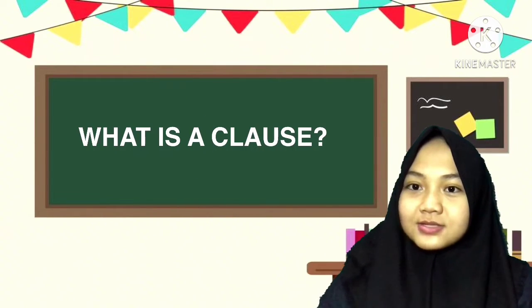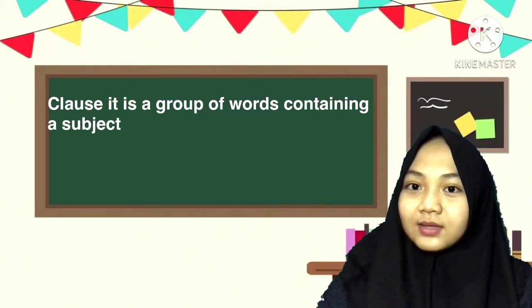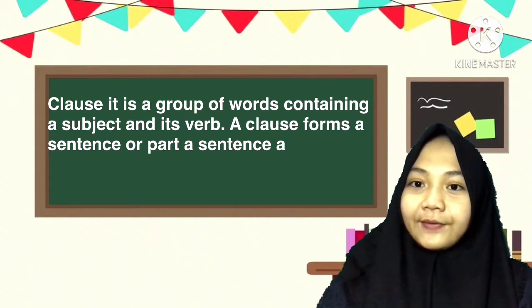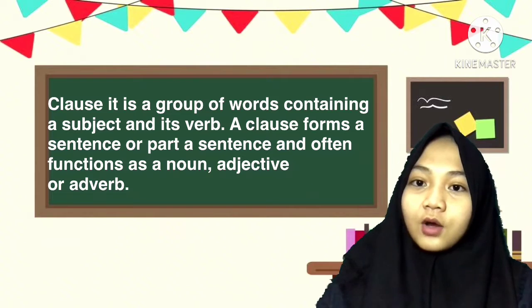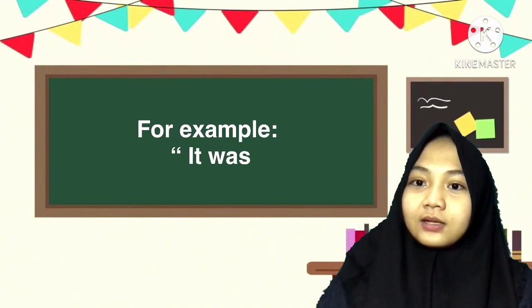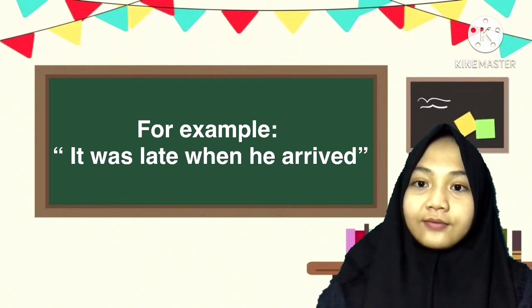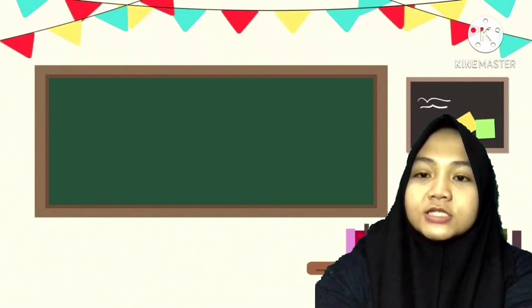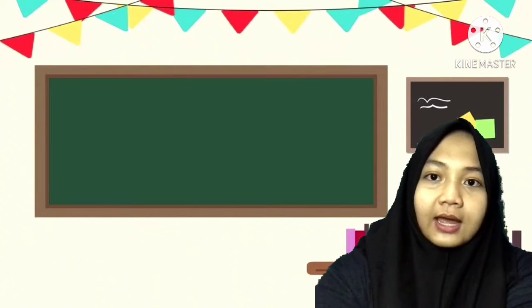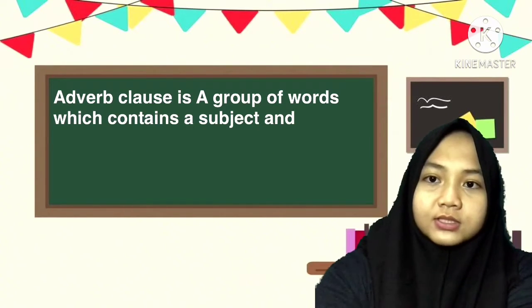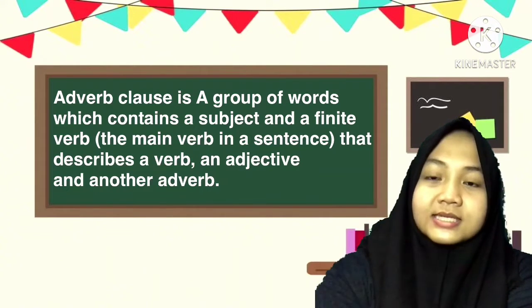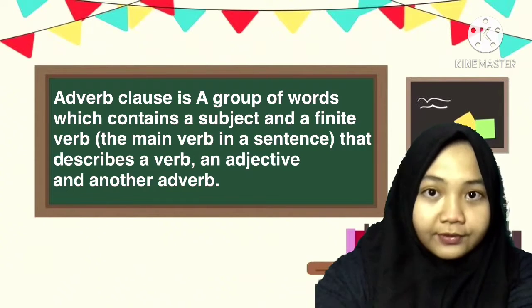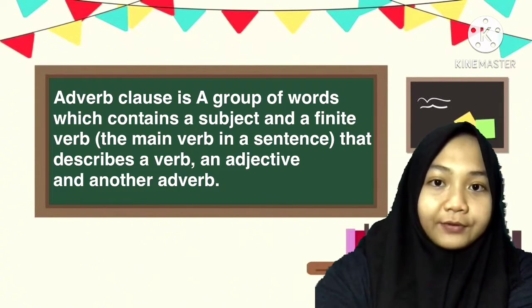Next, what is a clause? A clause is a group of words containing a subject and its verb. A clause forms a sentence or part of a sentence and often functions as a noun, adjective, or adverb. For example, it was late when he arrived. Now, I want to explain what an adverb clause is. An adverb clause is a group of words which contain a subject and a finite verb, the main verb in a sentence, that describe a verb, an adjective, or another adverb.